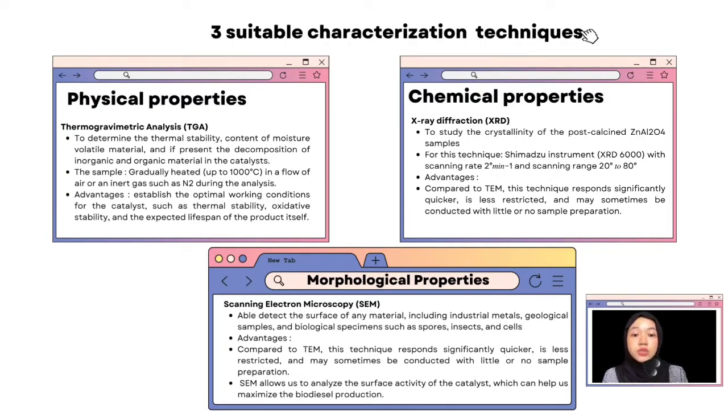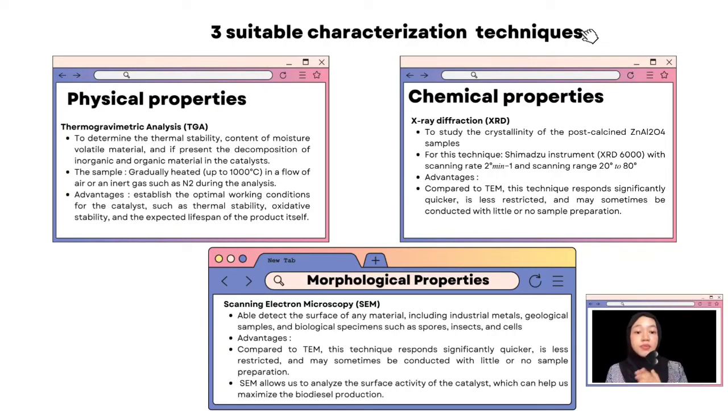XRD is used to study the crystallinity of the post-calcined zinc aluminate samples. For this technique, a Shimadzu XRD 6000 instrument with a scanning rate of 2 degrees per minute and a scanning range of 20 to 80 degrees is used. And the advantage of this XRD is it is a rapid and powerful technique to identify unknown minerals and materials, and it requires minimal sample preparation, and the interpretation of the resulting data is straightforward.